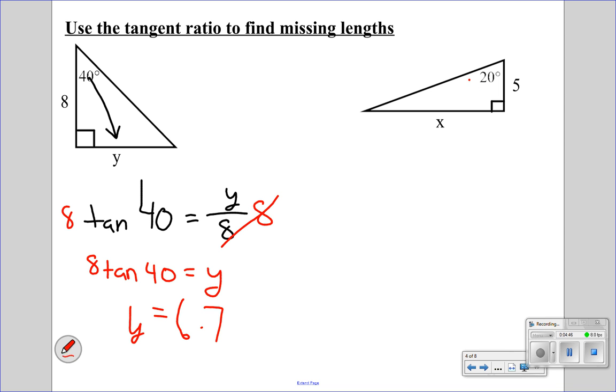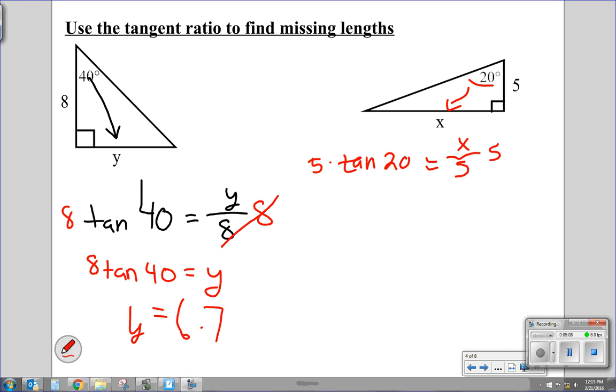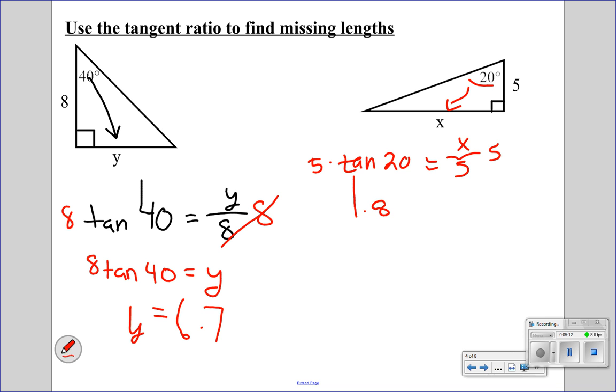Alright. In this case, we're going to use our degree measure that we know. So the tangent of 20 degrees equals our opposite side, which is x, over 5. Pardon my Smartboard scribbles. All right, so to solve for x, we're going to multiply both sides by 5. 5 times the tangent of 20 is roughly 1.82. So that's our missing side.